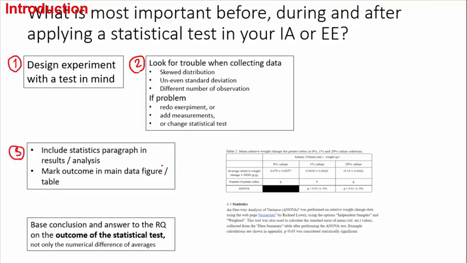So you have to include a statistics paragraph in your results or analysis paragraphs. Here I have shown an example for the famous potato experiment in 2IB. Also, you have to mark the outcome of the statistical test, for example, like I've done here in the main process data table. And then, most importantly, when you conclude, you have to base your conclusion on the outcome of the statistical test in addition to the numerical difference in averages.